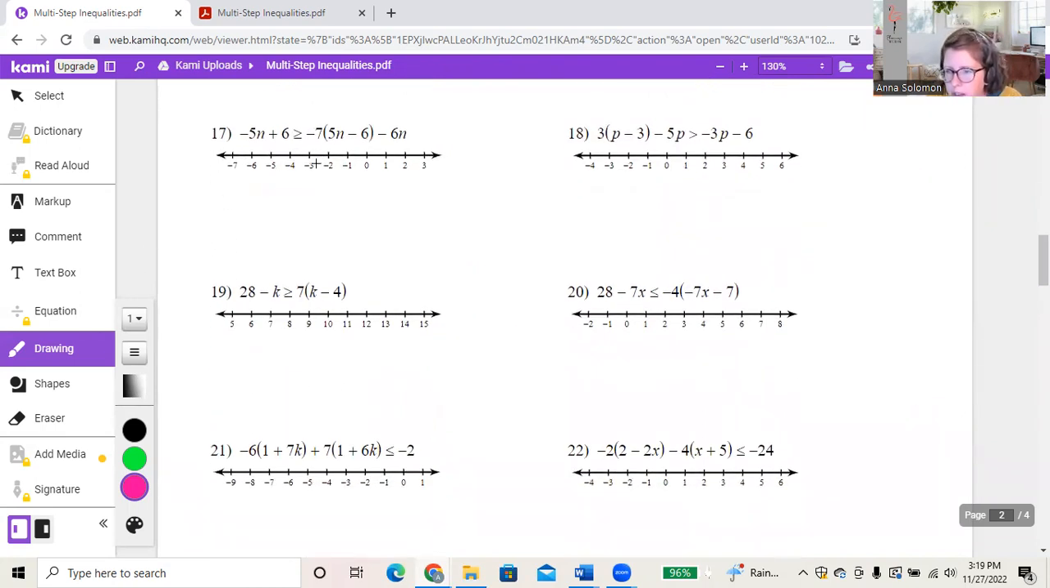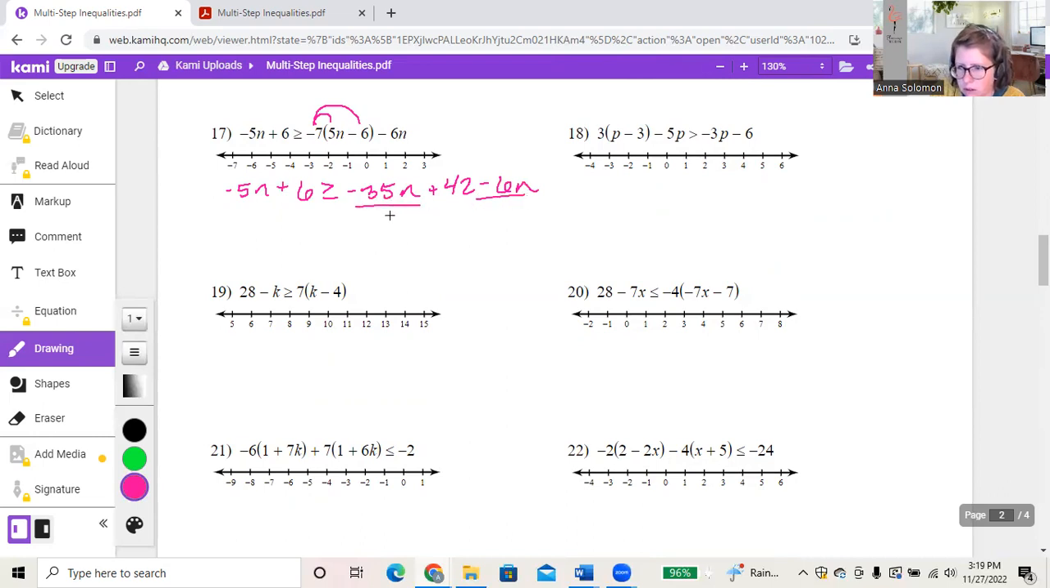All right, so first thing, we're going to look for things we can combine. Don't have anything yet. So I'm going to distribute my -7. So I'm going to write very neatly because this has got a couple of steps in it. -5n plus 6 is greater than or equal to -35n. And then we have -7 and -6. So that's going to end up being +42 minus 6n.